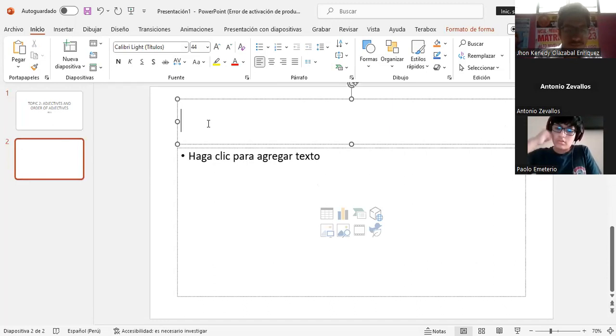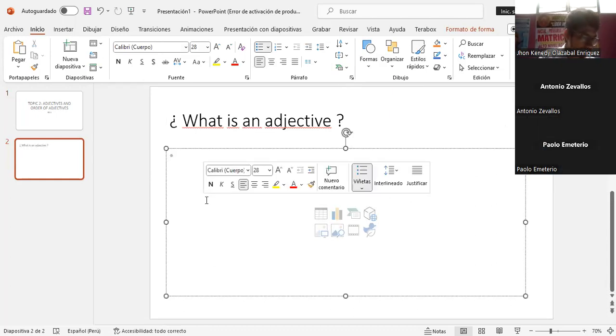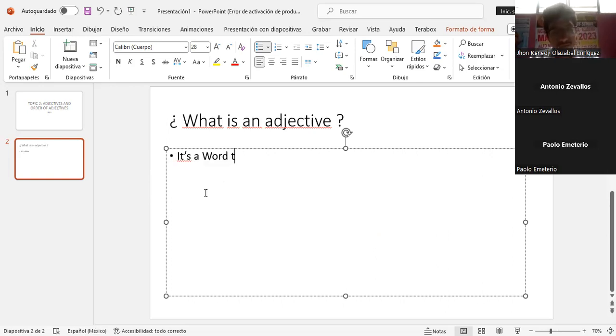Teacher, what is an adjective? Well, an adjective is a word that describes or modifies a noun or pronoun. Remember that it describes or modifies a noun or pronoun.